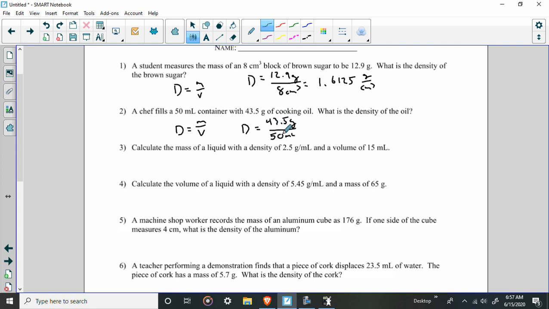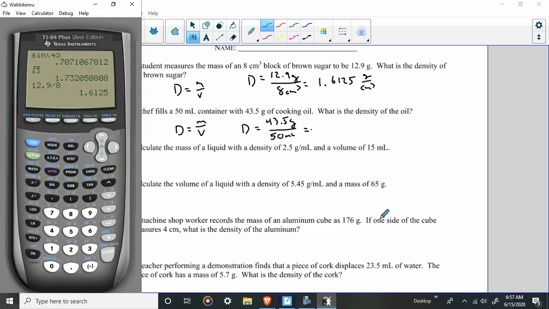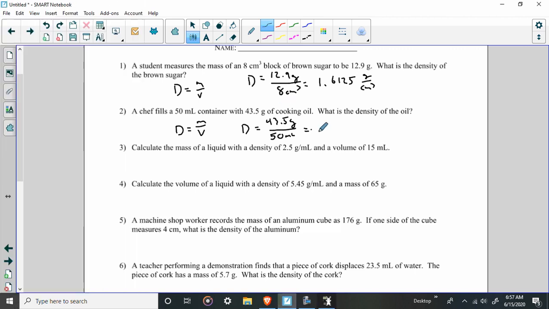Okay, and again, what do we know here? We know actually the denominator is bigger here, right? So we know that this number is going to be less than 1, which means it will float, right? And if you guys have ever put oil in water, you know the oil floats up to the top. So you break your calculator, 43.5 divided by 50, you're going to find out that's 0.87. 0.87 grams per milliliter.